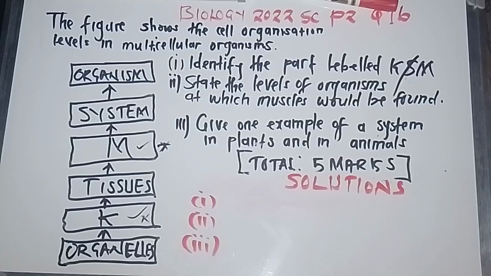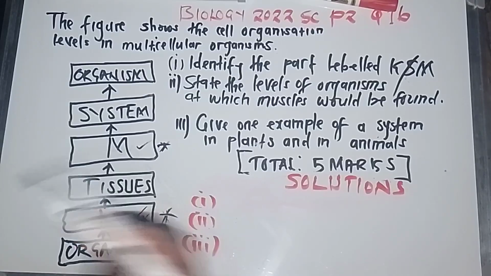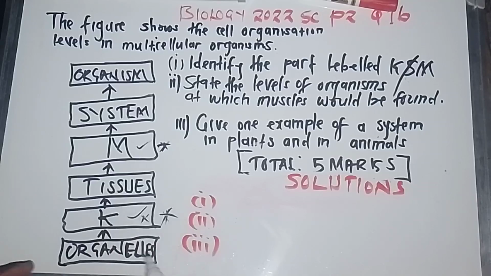Alright, so now, these are organelles, as you can see. When organelles gather together, they make up something, which in this case is the K, and you have been told to identify this same K. So this K comes as a result of the organization of what? Of organelles.